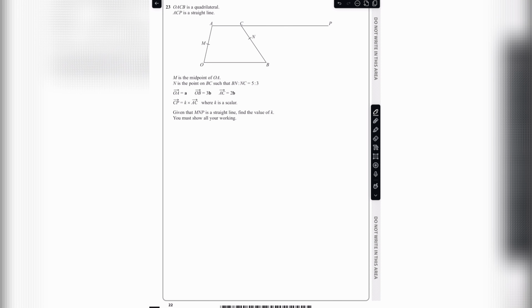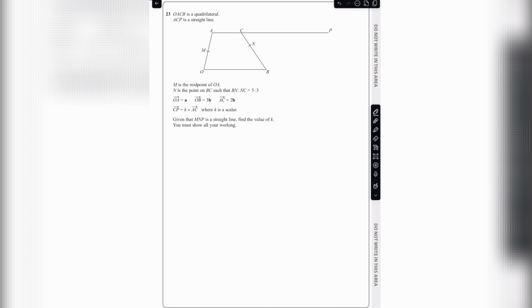In the final question, we are given a quadrilateral OACB. ACP is a straight line, M is the midpoint of OA, N is the point on BC such that the ratio of BN to NC is 5:3, and we are given this information. Given that MNP is a straight line, find the value of K. So the first thing I'm going to do is label the diagram using the information I've been given.